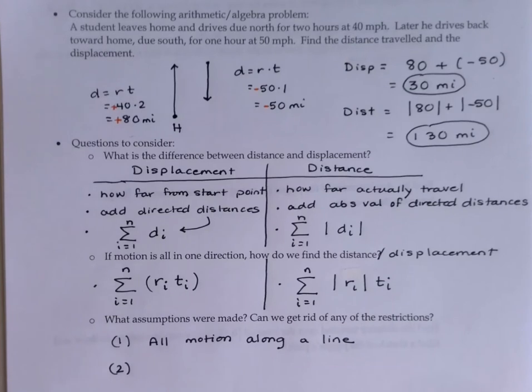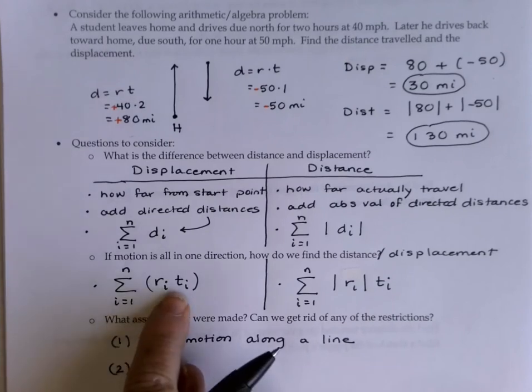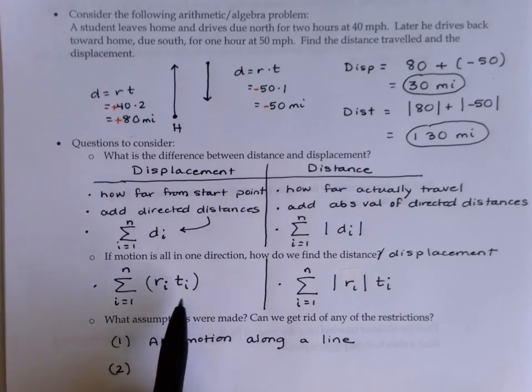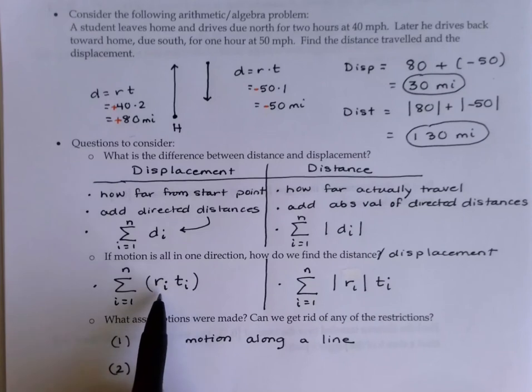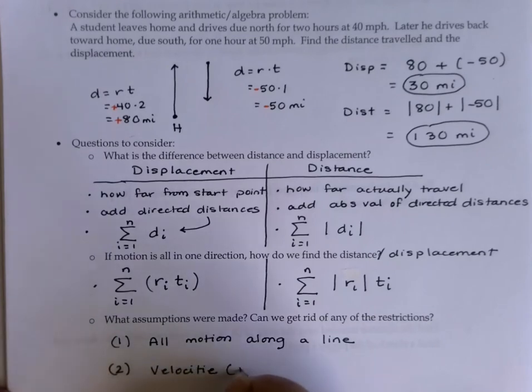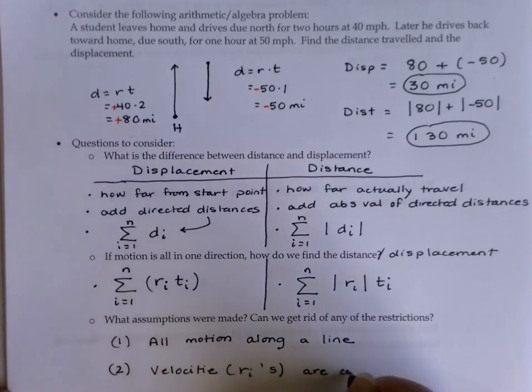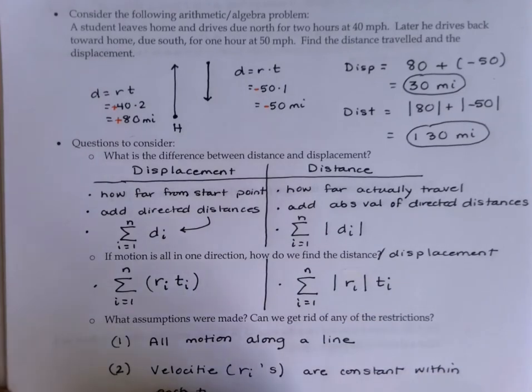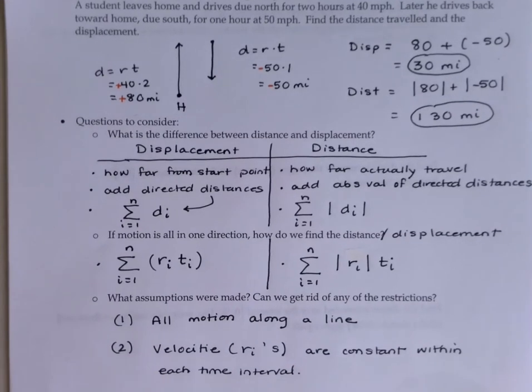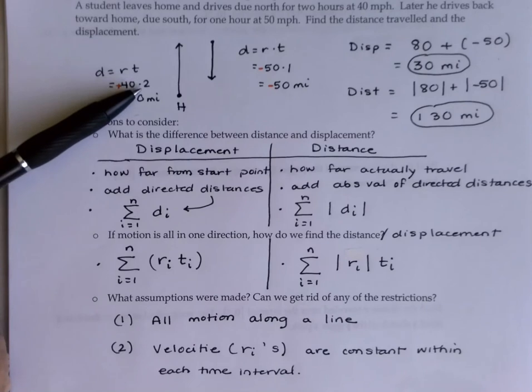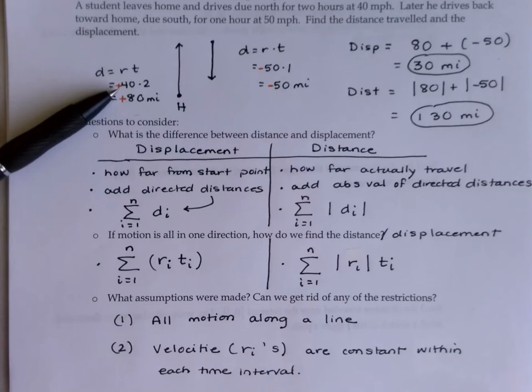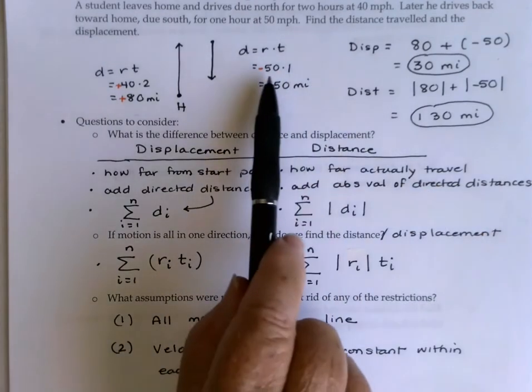The second assumption that we made is that within each time interval, our velocity or rate of change was constant, right? So whatever time interval this was going to be for these 3 seconds or whatever, that velocity had to stay the same for that time interval. So the velocities, the r sub i's, are constant within each time interval. If you go back up to our picture again, just a reminder of what we mean here, for that 2 hour period, the 40 miles an hour was constant. It didn't change velocities over that time period. Same over here for this 1 hour, that 50 miles per hour was constant.